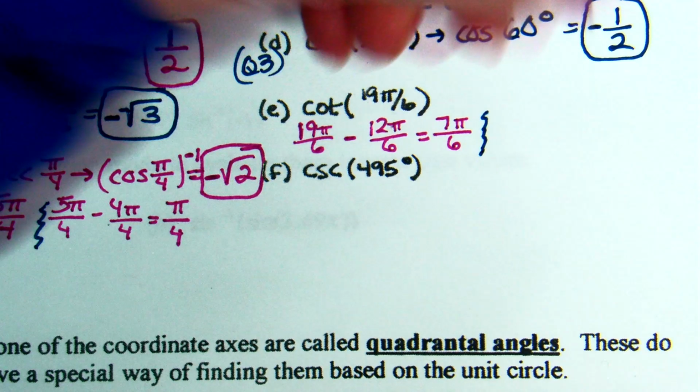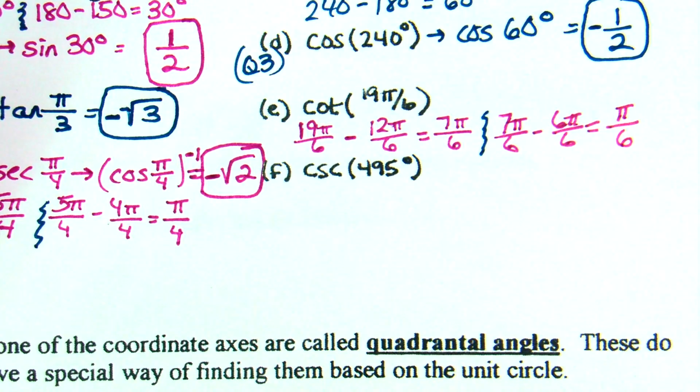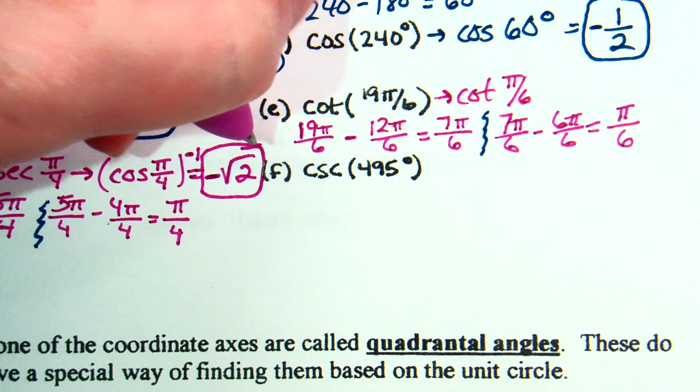Okay. 7 pi over 6 minus 6 pi over 6 is 1 pi over 6. Is 1 pi over 6 on our chart? Yeah. We have pi over 6, pi over 4, pi over 3. So that's one that's on our chart. So we are now thinking the cotangent of pi over 6, except we decide we're in what?